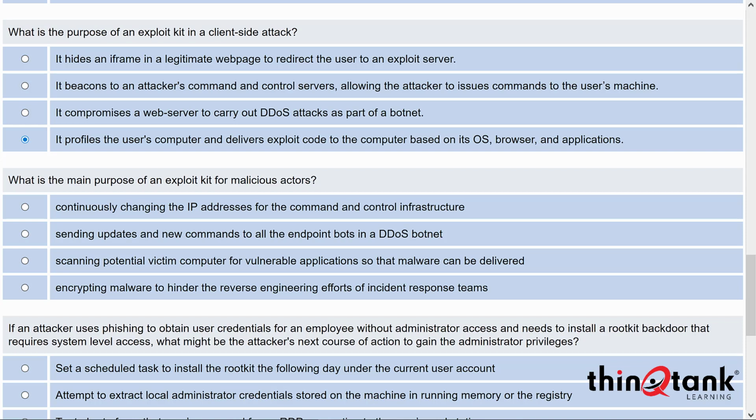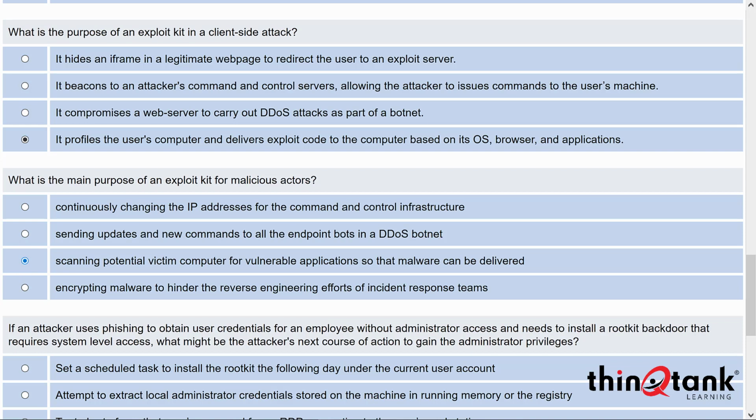What is the main purpose of an exploit kit for malicious actors? Continuously changing the IP address of the command and control infrastructure. Nope. Sending updates and new commands to all endpoint bots in the DDoS subnet. Now that would be the CNC server. Scanning potential victim computers for vulnerable applications so that malware can be delivered. That is absolutely the goal of the malicious code in the exploit kit. That's what we're doing. That's by definition what an exploit kit is.